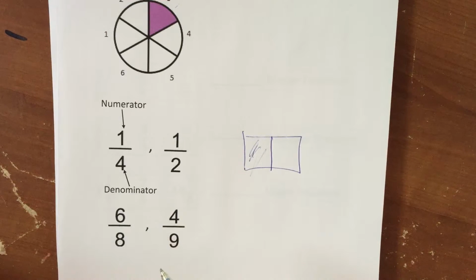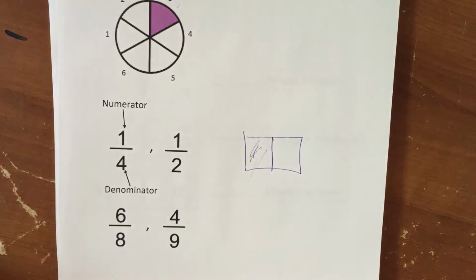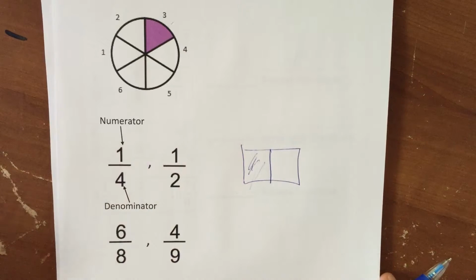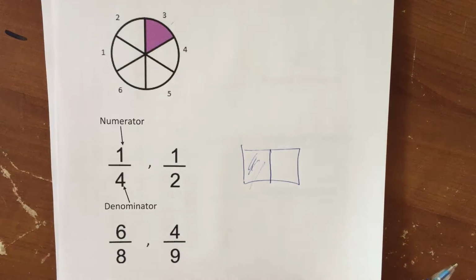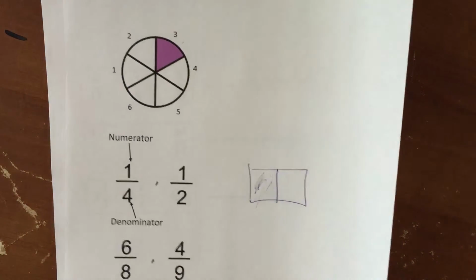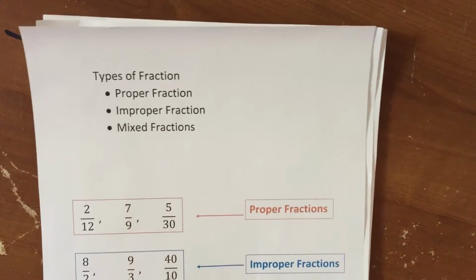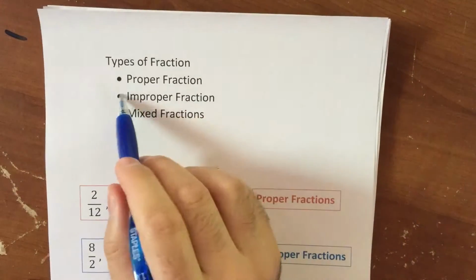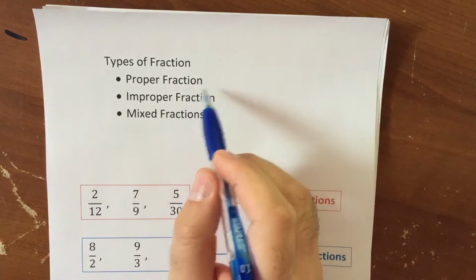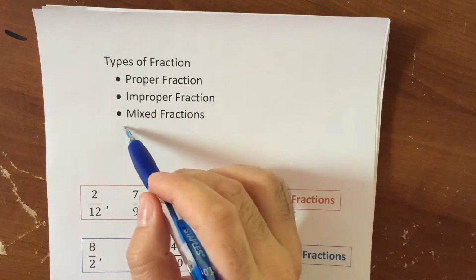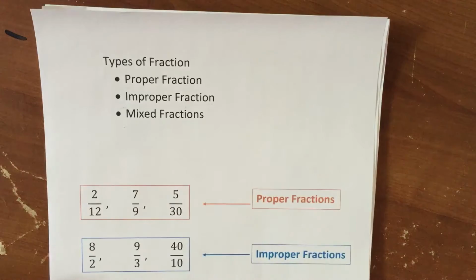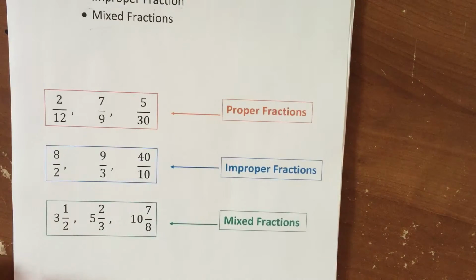This is 6/8 and 4/9. These are just examples of fractions. In another video I'll show you how to reduce them or maybe add them, different types of operations that you will perform. So fractions, there are 3 different types of fractions. One is called proper fraction, another is improper fraction, and then mixed fractions. Here are examples of all 3 of them.